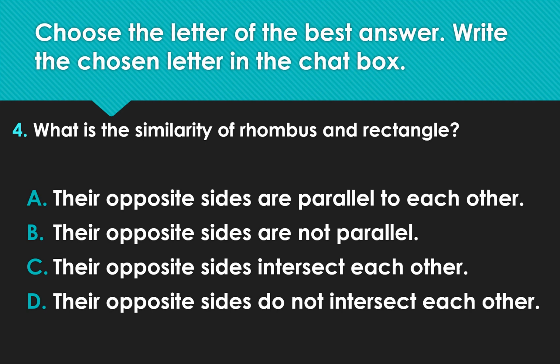Again, number 4. What is the similarity of a rhombus and a rectangle? A. Their opposite sides are parallel to each other. B. Their opposite sides are not parallel. C. Their opposite sides intersect each other. D. Their opposite sides do not intersect each other. And then the correct answer is letter A. Their opposite sides are parallel to each other.